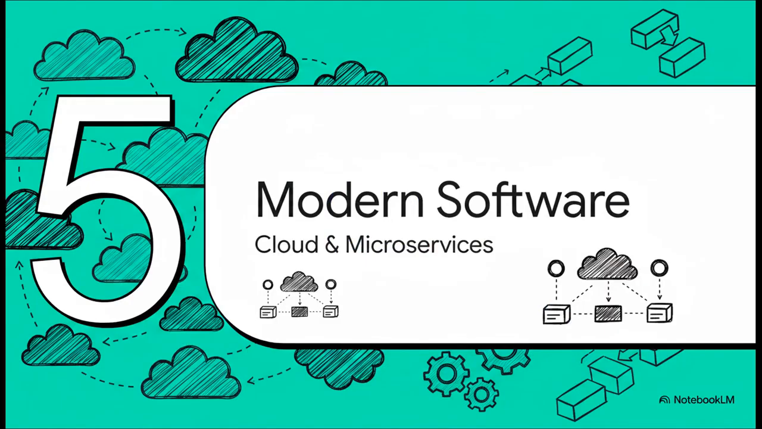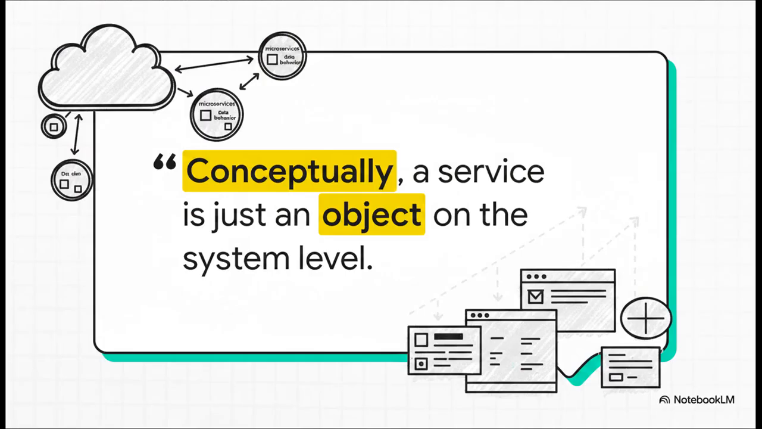Let's wrap things up with section 5, OOP in modern software. Now, you might be hearing a ton of buzzwords lately, stuff like the cloud and microservices, and you might be thinking, did OOP get left behind? Not even close. Look at this brilliant quote from software architect Thomas Tolka. Conceptually, a service is just an object on the system level.